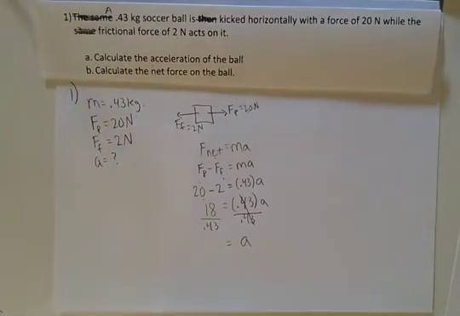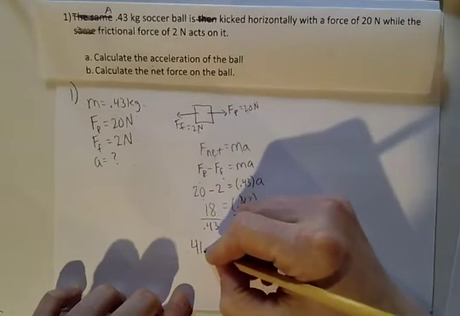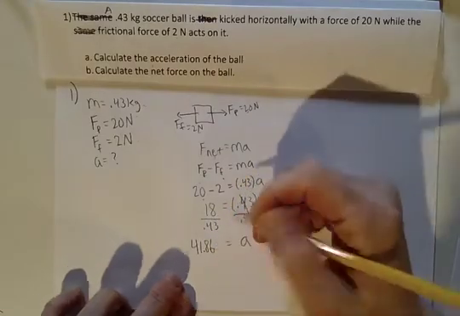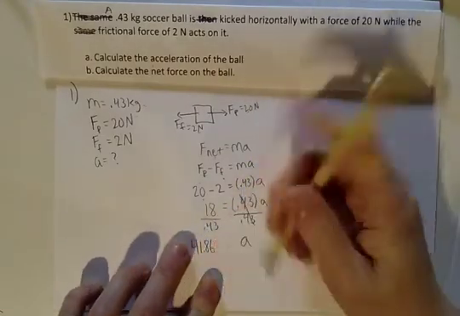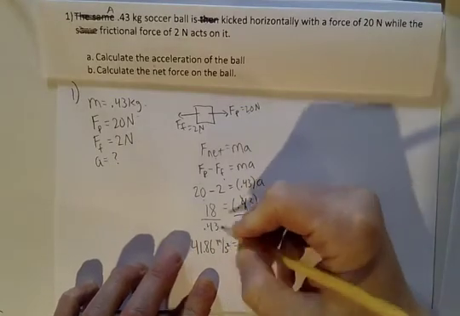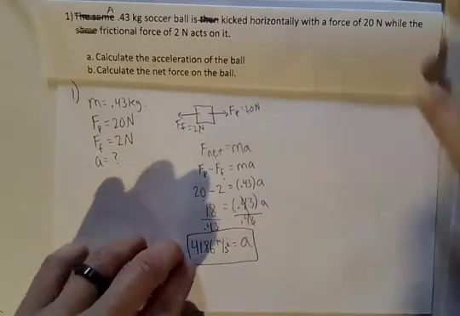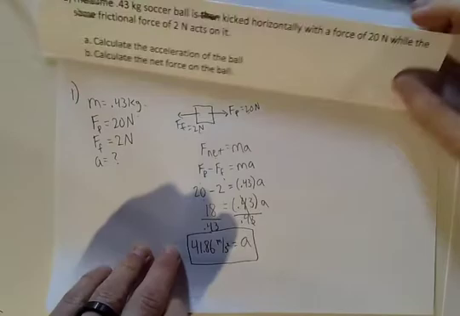Can you take out your calculator? You can pause it if you'd like to. And I'm going to do 18 over 0.43 on my calculator too. So A, I got to be 41.86, and the unit for acceleration, just like gravity's unit, is m over s squared. Alright, big acceleration because it was a hard kick. Alright, now let's do number 2.